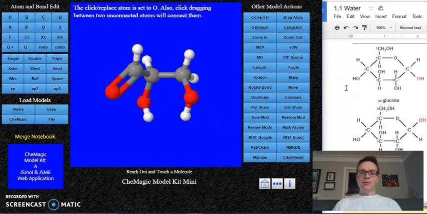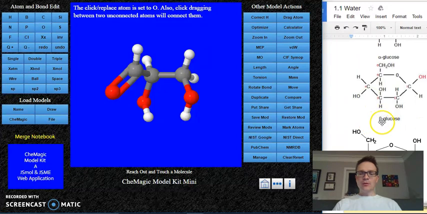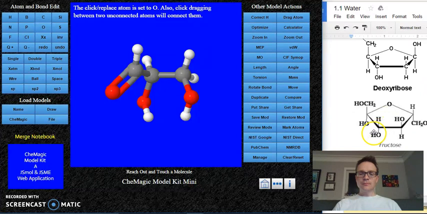So you're going to build 4 different monosaccharides, starting with alpha glucose, beta glucose, deoxyribose, and fructose. After you have built each of the 4 molecules, make sure you take a screenshot to share with your teacher. Then you're going to compare 2 of the monosaccharides. You can choose any 2 of those in your description. Remember, you're looking for shape and functional groups in your description.